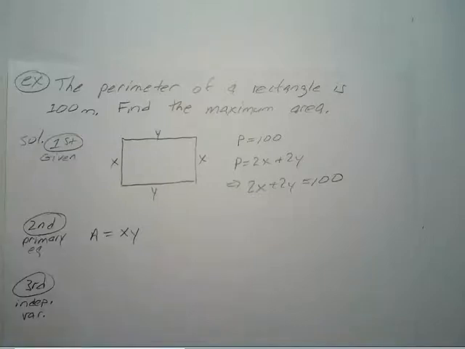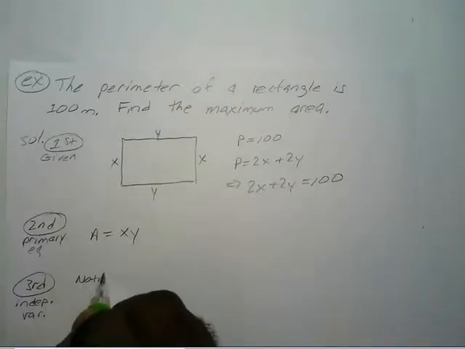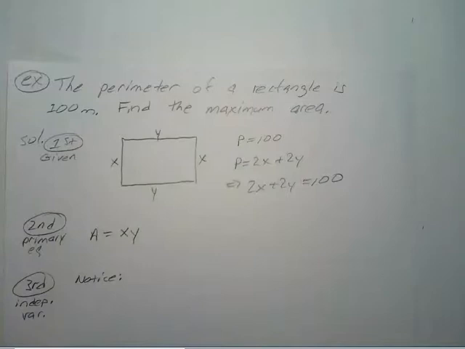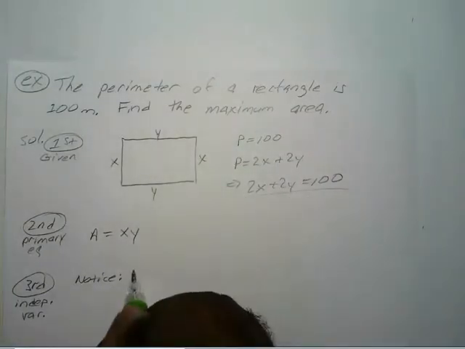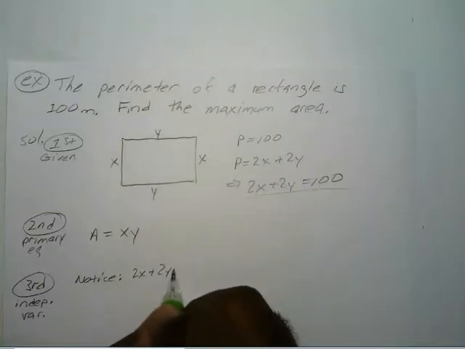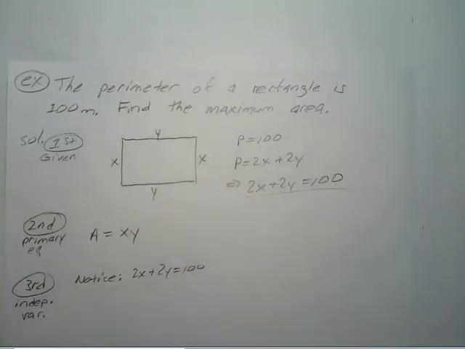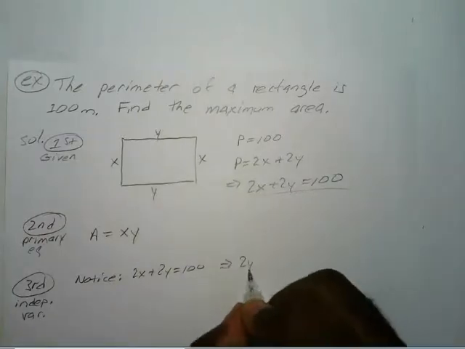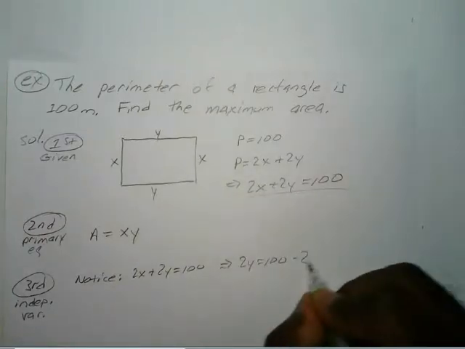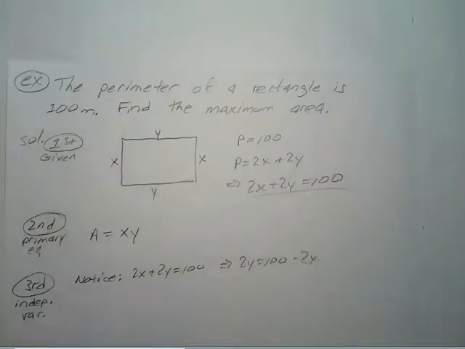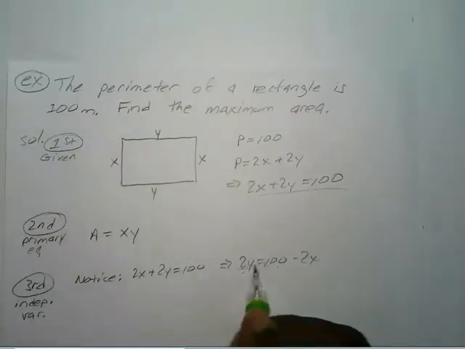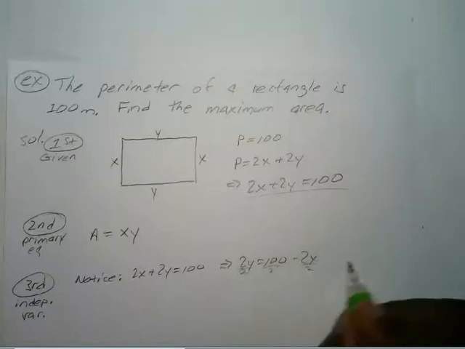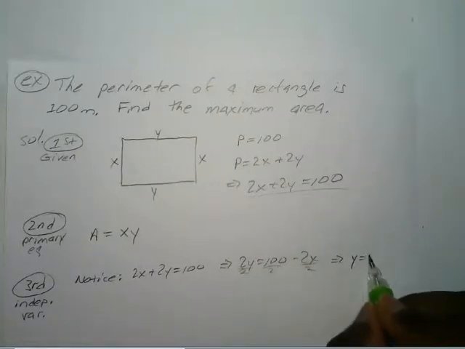So how do you do that? Well, you use what's given to you. You notice you have that here. So 2x plus 2y equals 100. If we subtract 2x from both sides, you have 2y equals 100 minus 2x. And if we divide each one of those by 2, we have y equals 50 minus x.